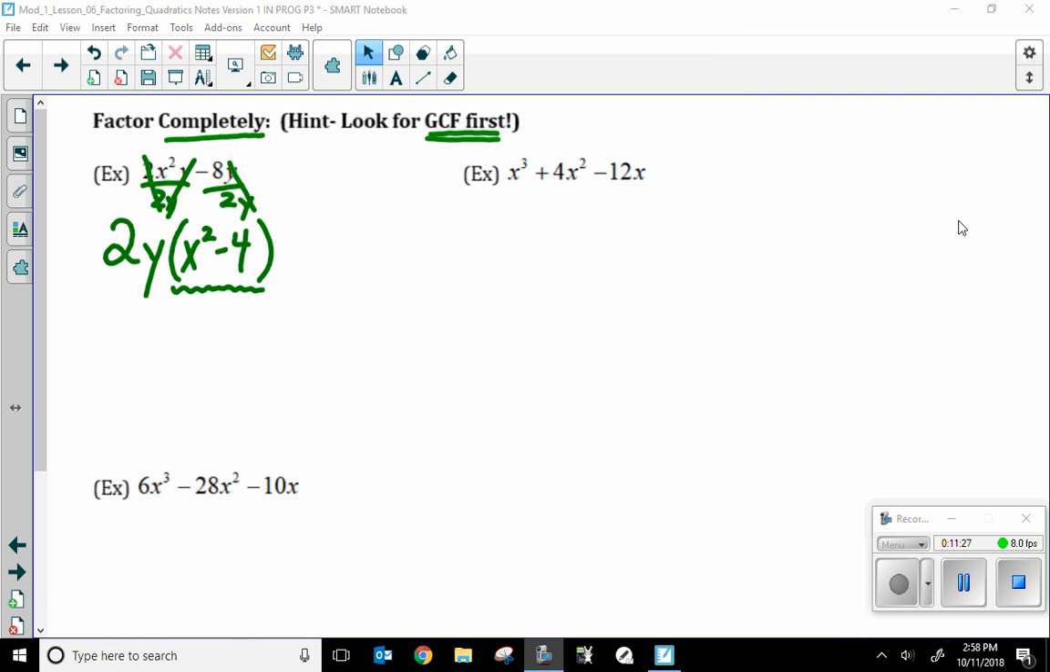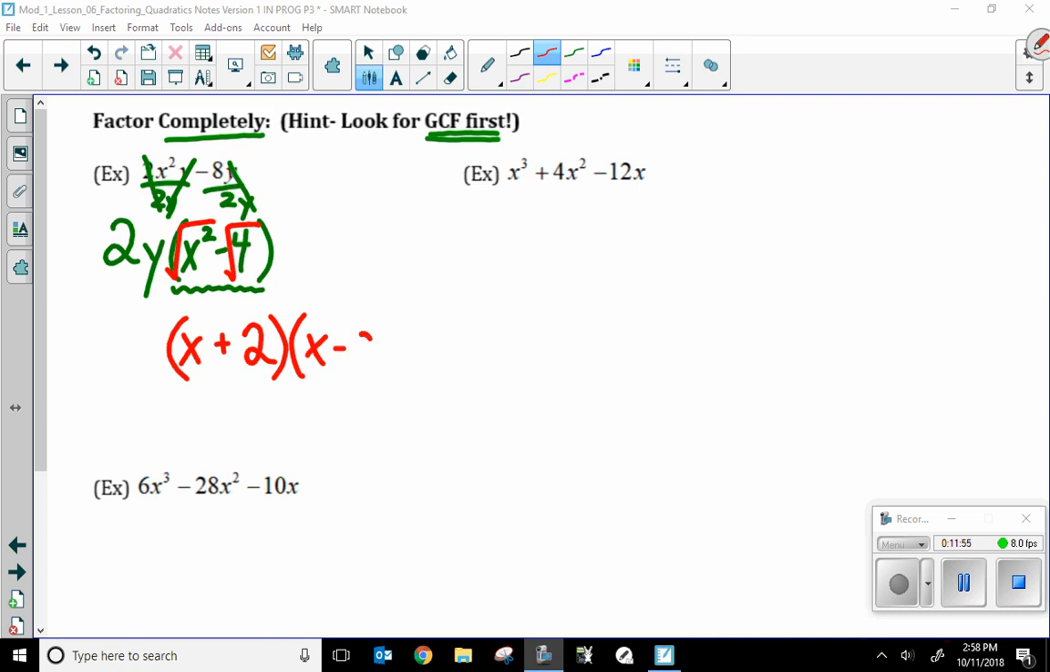I have 2 perfect squares. The square root of x squared is x. The square root of 4 is 2. But notice, there's no middle term. Like the previous problems, they had a middle term. This one does not. This is a difference of 2 perfect squares. In order for that middle term to go away, I need a plus and I need a minus, because the plus and the minus cancel out the middle term. And I still can't forget my 2y. That comes along for the ride. That is factored completely.